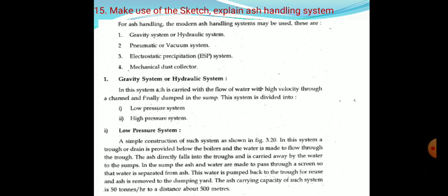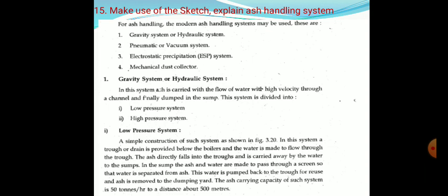In this system, ash is carried with the flow of water with high velocity through a channel and finally dumped in the sump. This system is divided into low pressure system, high pressure system. Low pressure system, a simple construction of such system as shown in figure 3.20.